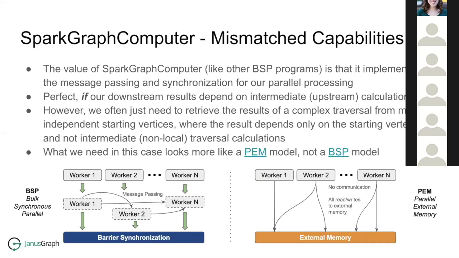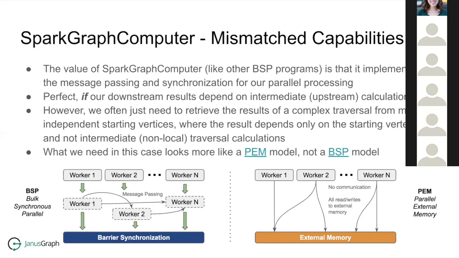And that's awesome if we want our downstream results to depend on these intermediate calculations we may need to do. But a lot of times for some of these business roll-ups, maybe a sales roll-up by customer type or a sales roll-up based on some email marketing that happened, a lot of that can be done without depending on these intermediate traversal calculations. And so in that case, what we're talking about actually looks a lot closer to a parallel external memory model, where basically we're going to have individual independent workers, and each of those never needs to communicate with each other, because fundamentally all they need to be able to do is read and write to this external memory.